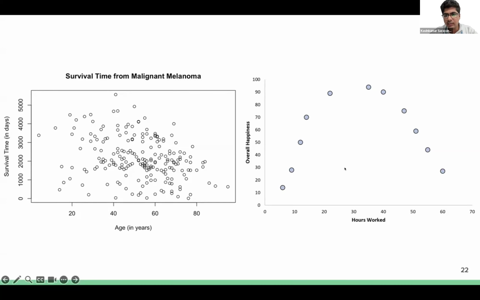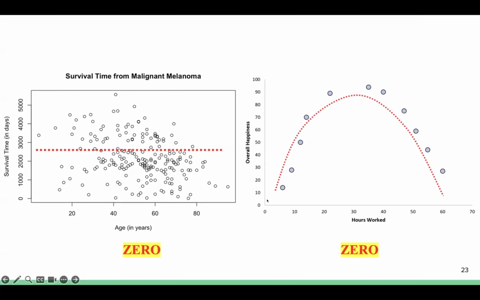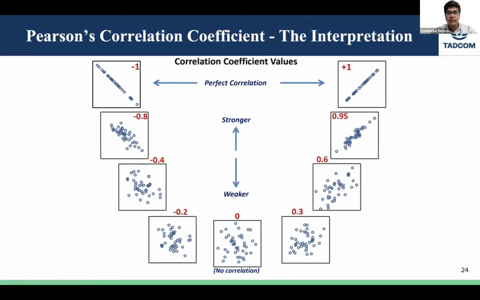Whereas this side, the right side, is also more or less a zero kind of relationship. It is neither positive nor negative. The left side is a no linear relationship, whereas the right side is non-linear. To be specific, it is a curvilinear kind of relationship. So the entire spectrum ranges from -1 to +1. -1 being perfect negative, +1 being perfect positive, 0 meaning no correlation, and in between it is a stronger, moderate or weaker kind of relationship. The figures will be like this.